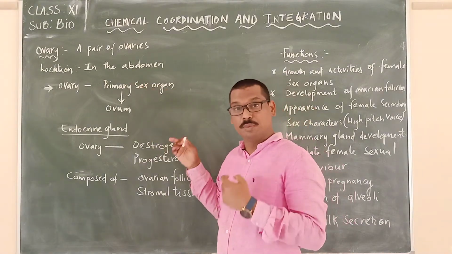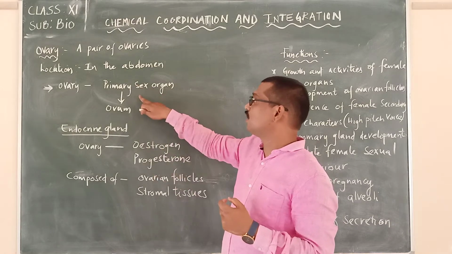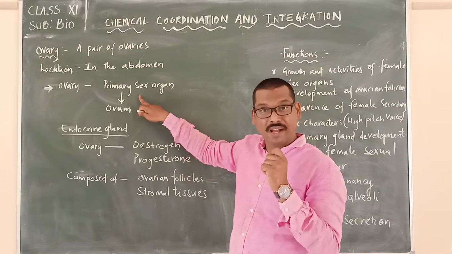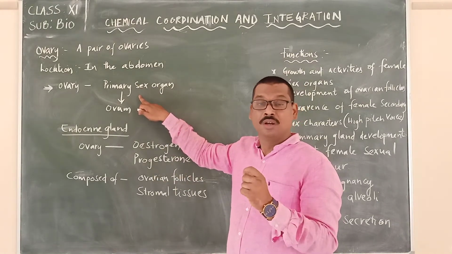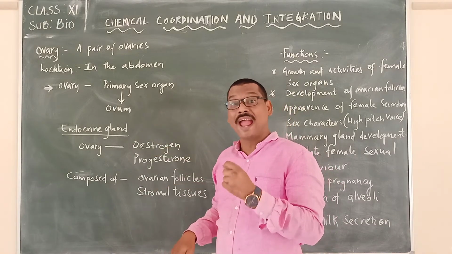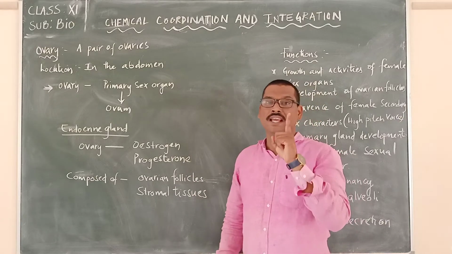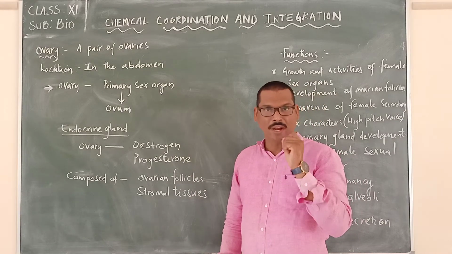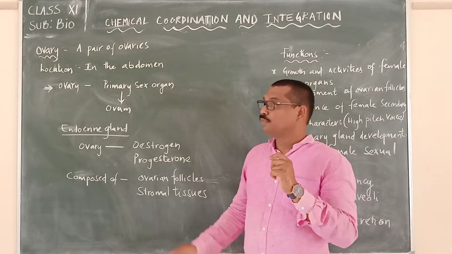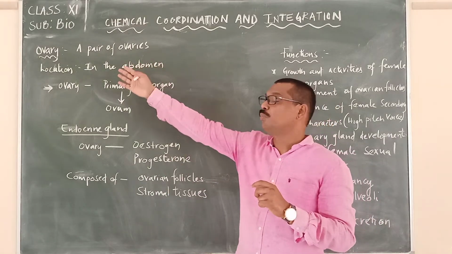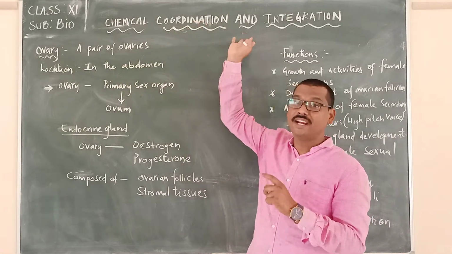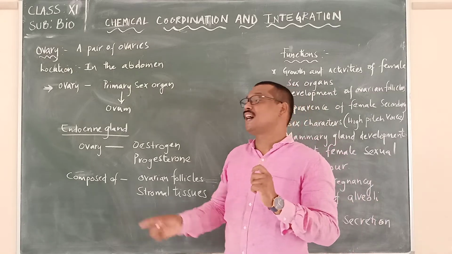Ovaries in the females are actually called the primary sex organs. But ovaries also act as endocrine glands. We have to keep this in mind before we discuss the ovaries under chemical coordination and integration. Now let us start.